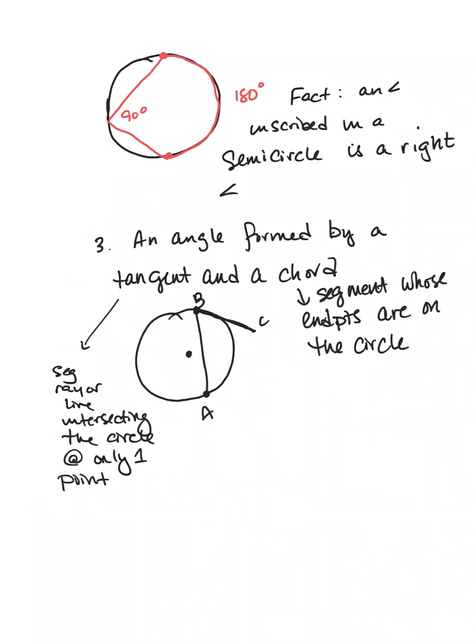Okay, so when you have an angle formed by these two things, you go from A all the way to B. Let's say this is 100 degrees. Then this angle, it works the same as an inscribed angle. It's going to be half the measure. So a tangent chord angle is equal to 1/2 the measure of its intercepted arc.